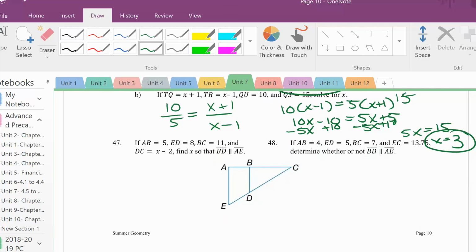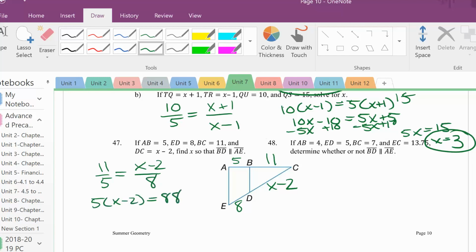All right, last two, using this picture here. So the first one, if AB is 5, ED is 8, BC is 11, and DC is x minus 2. You want to find x so that they're parallel. Well, if they're parallel, that means the parts are proportional. So 5 times x minus 2 equals 88, because 8 times 11. So add 10. So 5x equals 98, which means x equals 19.6.